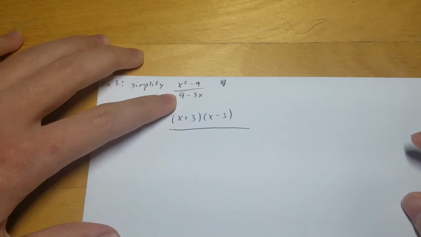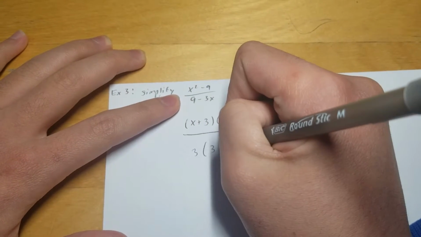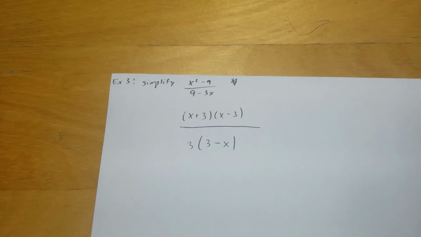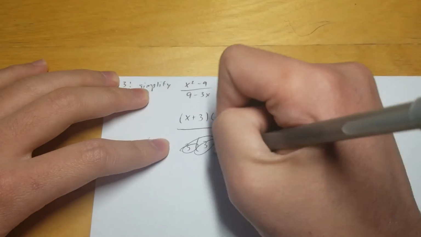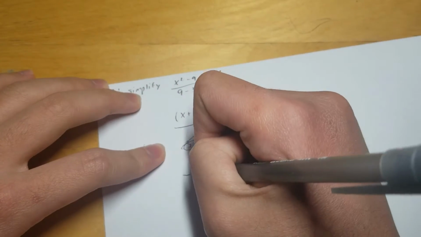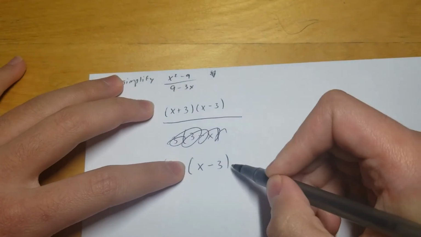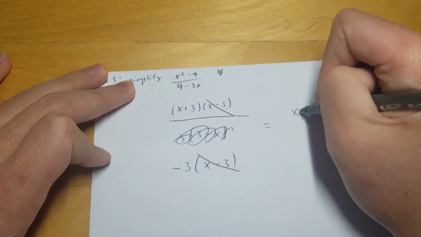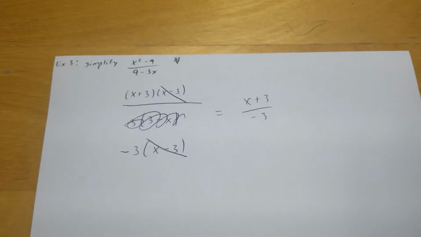Now here's the tricky part. What would the bottom factor out to be? If you take out 3 minus x, this would not be a factor of anything on top. So the proper method is to take out the negative as you're factoring. If you take out the negative 3, you can rewrite it so that it is definitely a factor of the top. Once again, this will cross out. It will be x plus 3 over minus 3, and that would be your final answer. Okay, moving on.